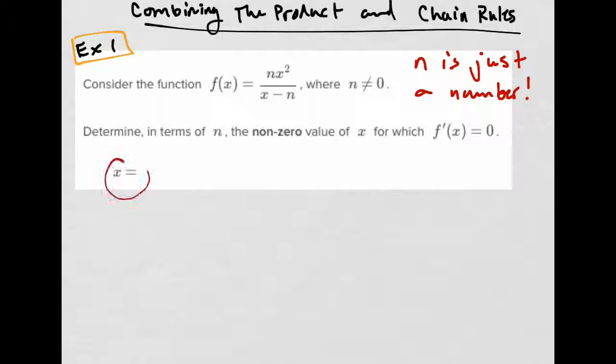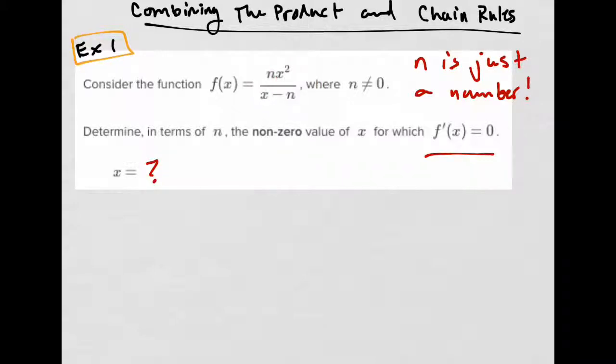So what does x equal? Here, all we're doing is taking the derivative and then setting it equal to 0. That's what that means. So we'll take the derivative. In terms of n, all that means is your answer is going to have n in it. So first, I see that we're going to have to use the quotient rule, and then we're also going to have to use the power rule.